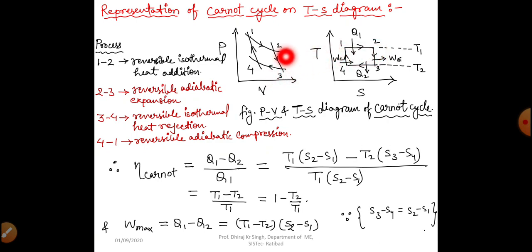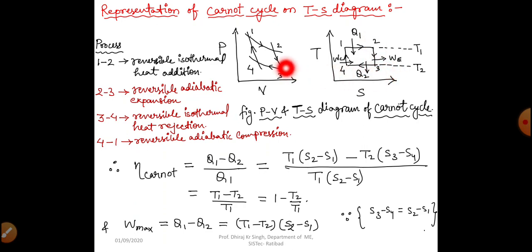Now here we can see the process 2 to 3 is a reversible adiabatic expansion process, right? We also know a reversible adiabatic process is an isentropic process. That means entropy is constant. So here we can draw 2 to 3 as an isentropic process on this entropy axis, right? We can see S2 is equal to S3. So this is expansion work.